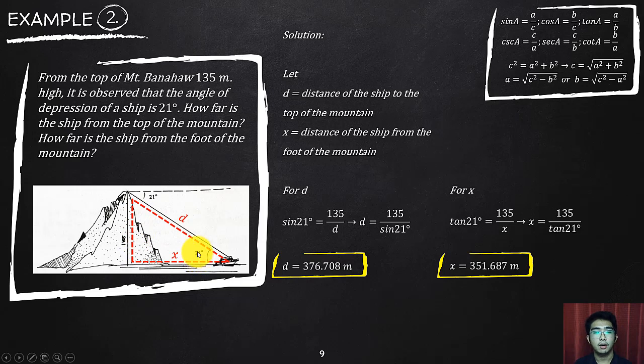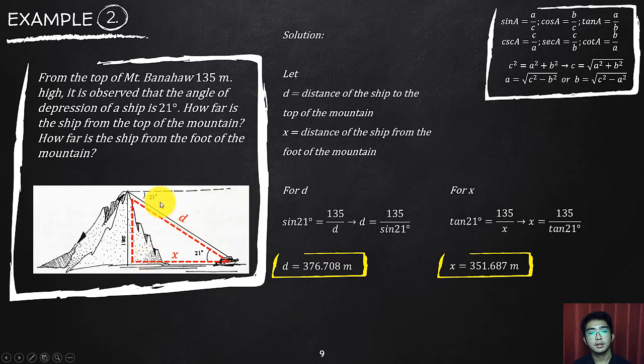Okay, how do we fill in now the values of our right triangle? Okay, so let's say, for example, this 135 meters is one leg of the triangle, correct? Let's say this length here from the top of the mountain to the ship, let's call it D, is now, okay, the hypotenuse of the right triangle, correct? And this distance from the ship to the base of the mountain here is now X. So we now have a right triangle.